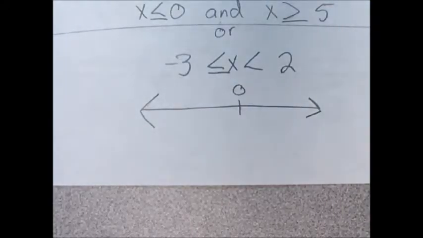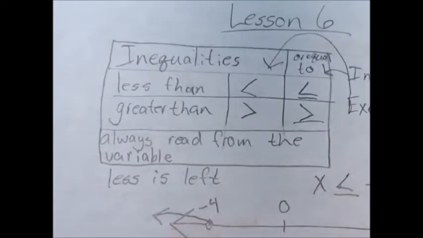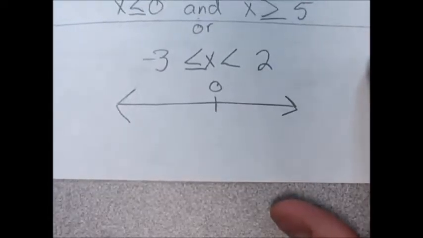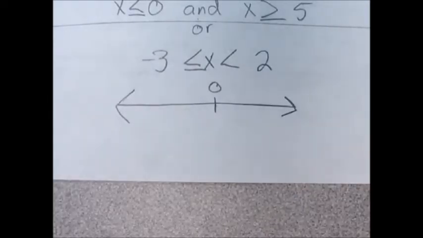-3 is less than or equal to x, which is less than 2. Now, remember up top where I said always read from the variable, right? So let's see if we can read that again. Colton, you think you got it? Okay, go for it. Always read from the variable. So we would start right here.